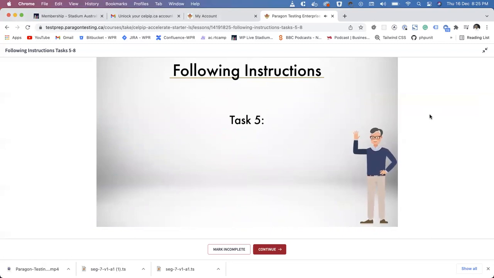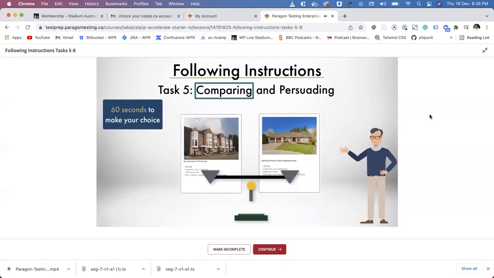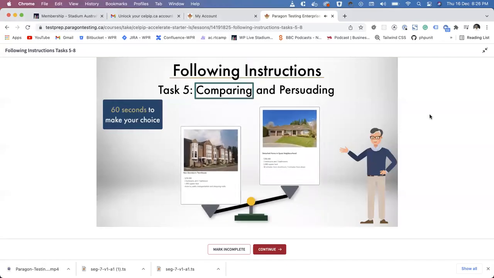In task 5, you are comparing 2 things and making a choice as to which one is better. But you will also be asked to persuade someone of your choice. For the first step, comparing, you will have 60 seconds to study 2 pictures and some information about the things in those pictures. All you need to do here is think about which one is better and click on your choice.